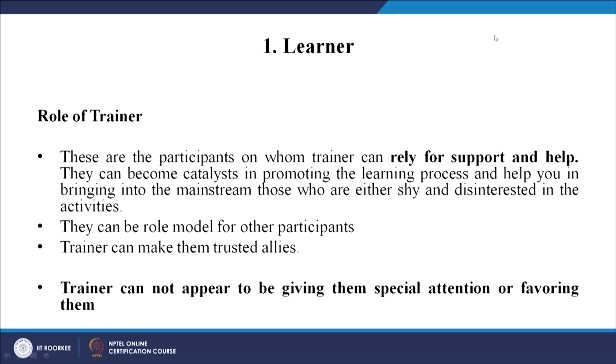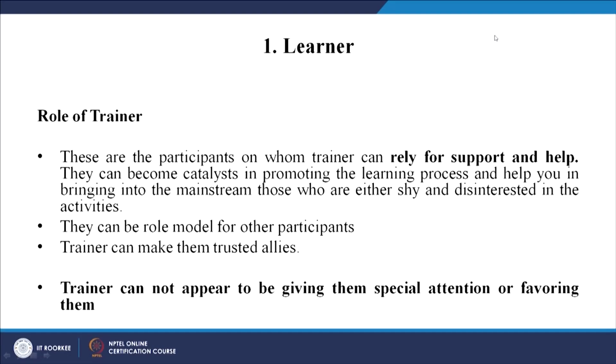Or during the break, and then by your knowledge you can influence them and let them realize that yes, you are the right resource person for this training program. Now, we will take one by one. These are the participants on whom the trainer can rely for support and help. If the learner is there, then we can rely on them for support and help.